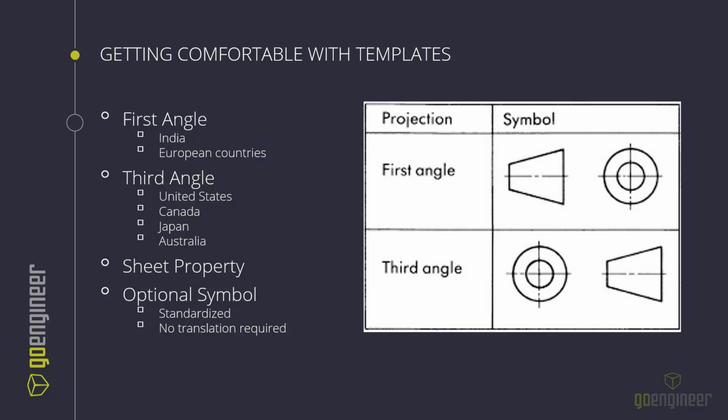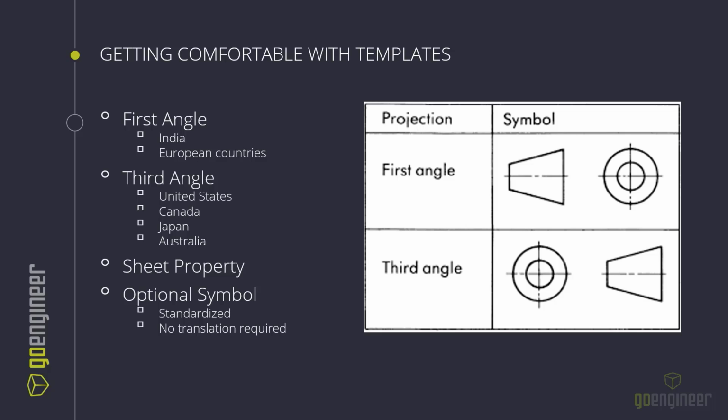One takeaway too is understanding the different projections in your drawing. There are a couple of standards that we adhere to called first angle and third angle projections. First angle is not as common around here. You wouldn't see that, as third angle is what's used here in the U.S. and Canada and Japan and Australia, while first angle is primarily India and European countries. It is a sheet property, and we'll show you how that is set up and how that can be changed.